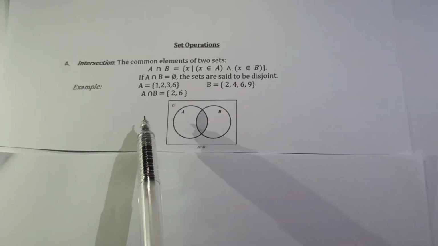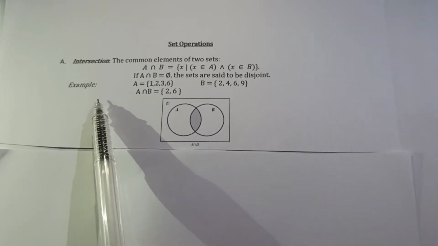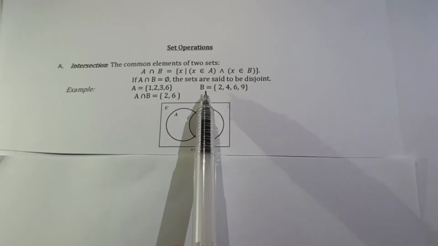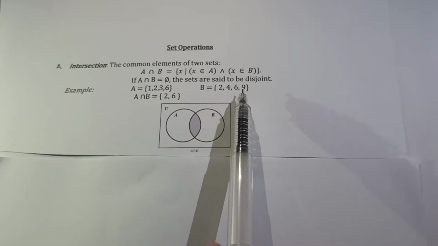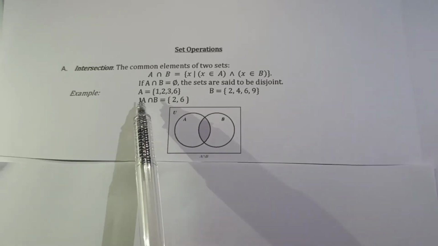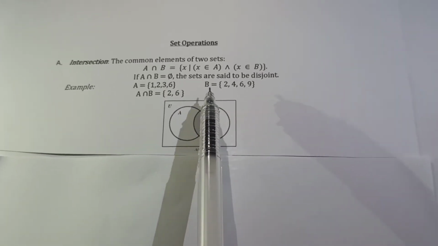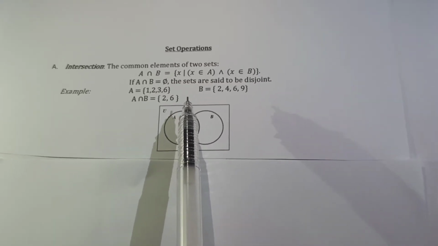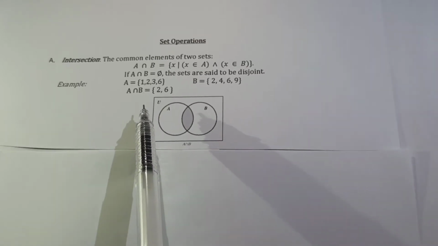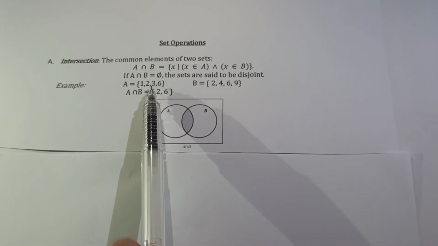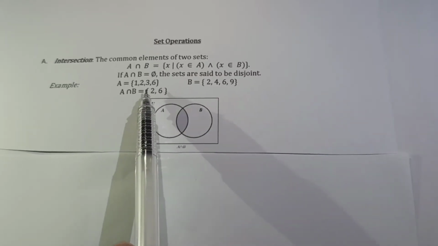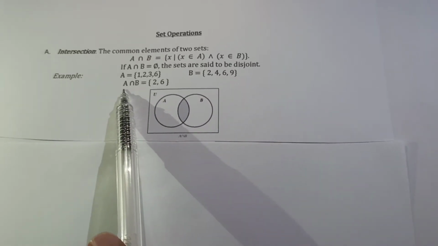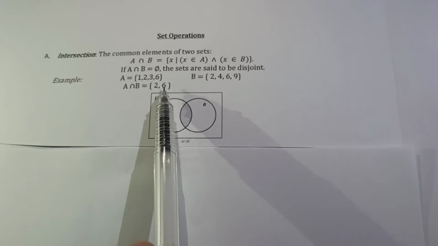Let us have an example for this one. This is an example of intersection. Set A is equal to 1, 2, 3, 6 and B is equal to 2, 4, 6, 9. We are going to talk about the intersection between A and B. The intersection states that these are the common elements. So let's get the common elements of the two sets. What are the common elements of 1, 2, 3, 6 and 2, 4, 6, 9? The common elements are 2 and 6. Therefore, A intersection of B is equal to 2 and 6.